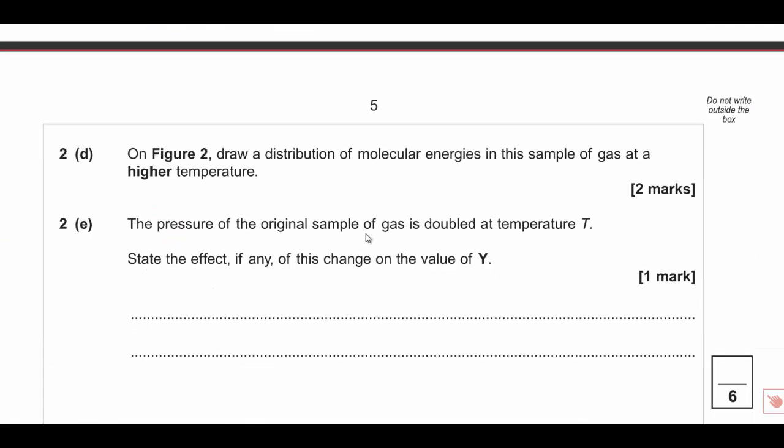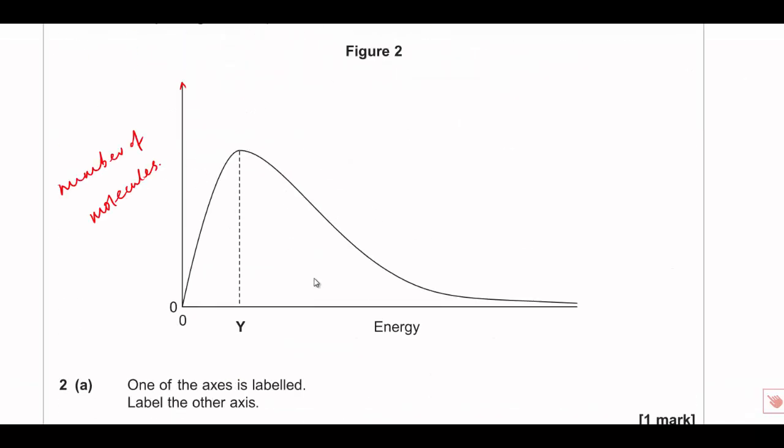2D. On figure 2, draw a distribution of molecular energies in the sample gas at a higher temperature. So higher temperature is going to mean more. If we imagine this is where activation energy is, let's have that as a nice line again. So this is our activation energy here. What we want is more molecules to fit into this bit here. We're not changing the number of molecules, and that's the area under this. So we're going to shift it to the right. It needs to remain something similar though.